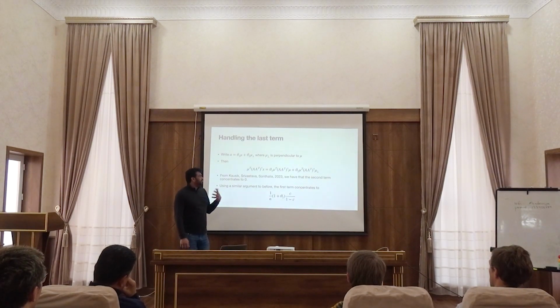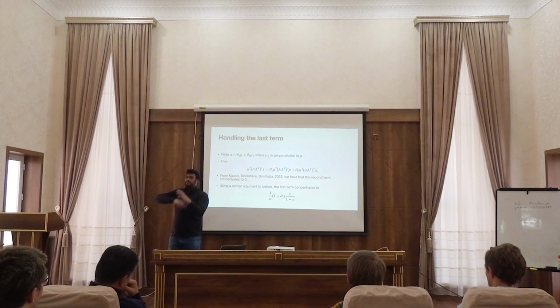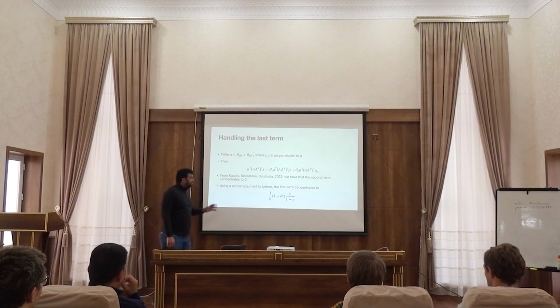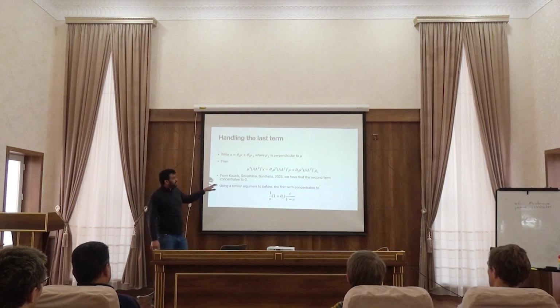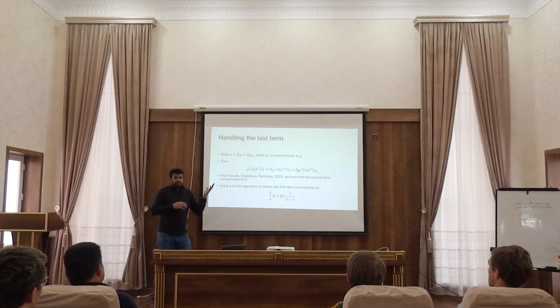If you had to guess, you would expect the first term to give you something, because you're taking a quadratic form. And you would expect the second one to be sort of 0, because it's mu with something perpendicular to mu, even though there's this A matrix in between. And that's actually something you can show. This is from a different paper. The second one concentrates to 0. It basically follows from symmetry. You can use a symmetry argument.